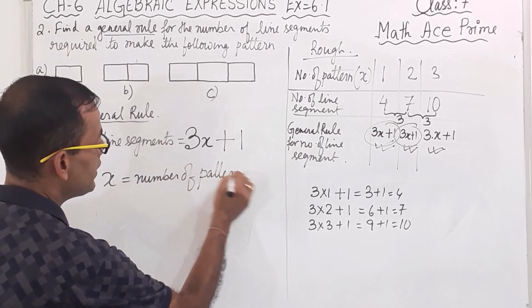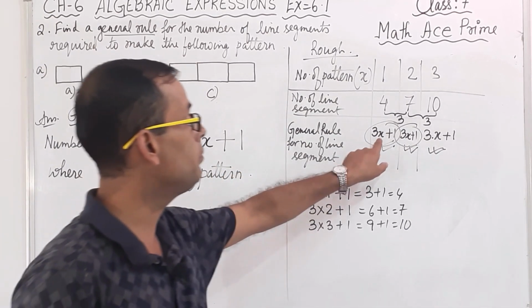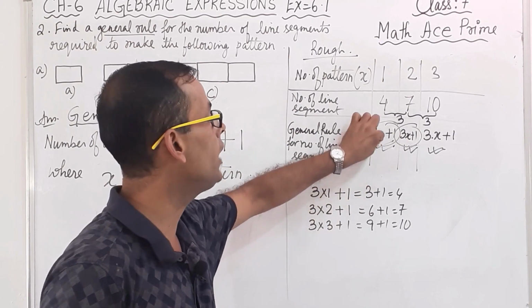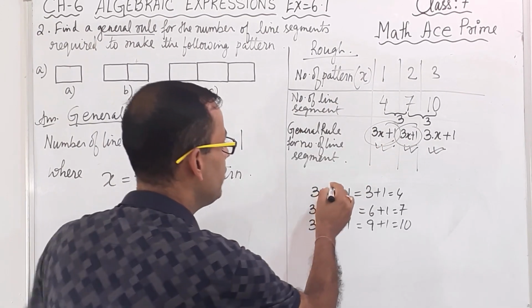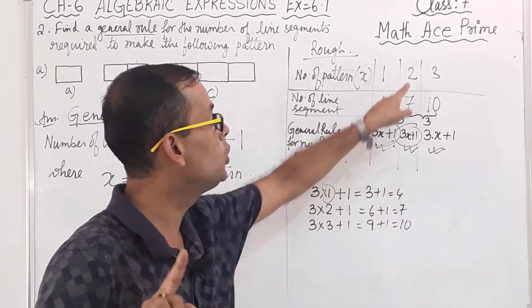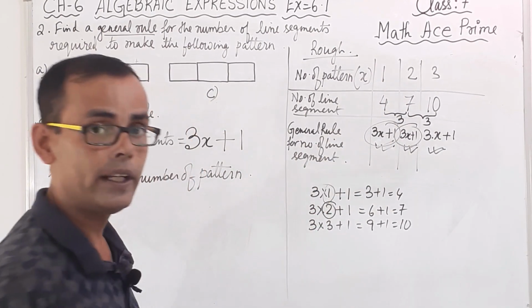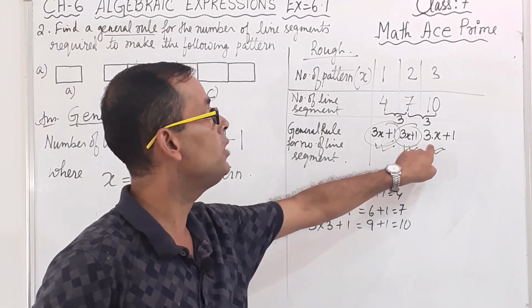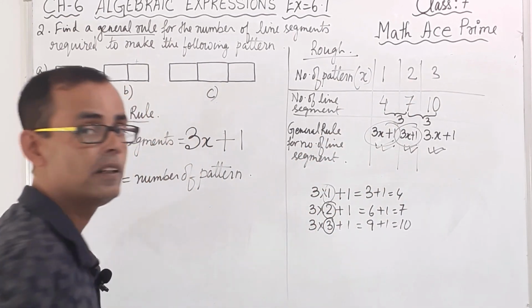So what does x mean? What is x? x is the number of pattern. Here, what will be the value of x? 1, because it is the first pattern. That's why I have used the value 1. Clear, no? Here, what will be the value of x? Not 1, 2, because it is the second pattern. That's why I wrote 2 here. Here, what will be the value of x? 3, because it is the third pattern. So I have used 3 here.